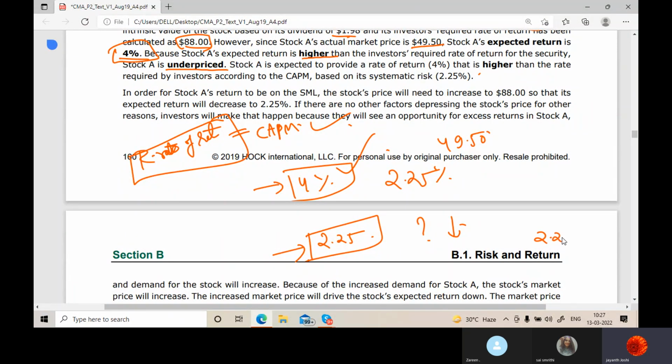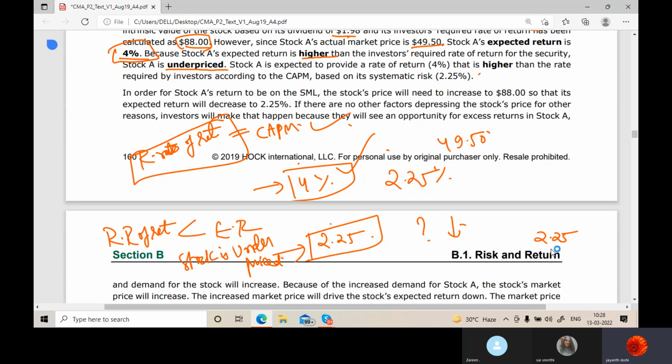If the required rate of return is 2.5%, I'll write a note here: required rate of return less than expected return, the stock is underpriced. Why underpriced? Because the company is giving this, you can assume in that way, and in the market things are at 4%. So definitely your stock, if you want to sell, will go at a lesser price.